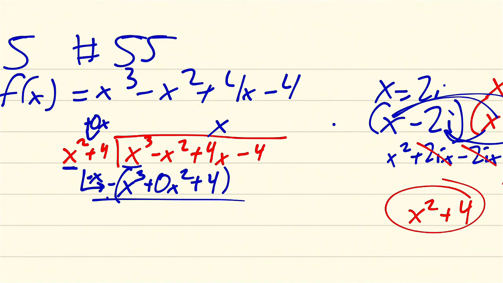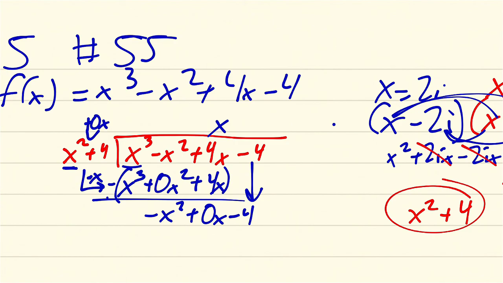So when we subtract these two, x to the third minus x to the third is 0. So we don't even need to bother writing that. Negative x squared minus 0x squared is negative x squared. 4x minus, I forgot an x there, I'm sorry. 4x minus 4x gives us 0x. And so I'm going to write that down. And we're going to now just bring down that negative 4.